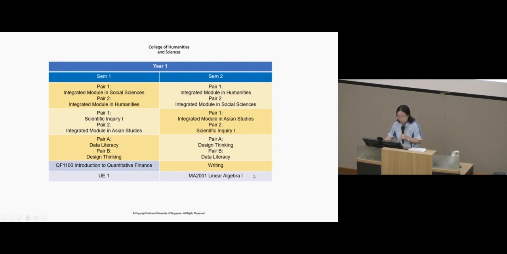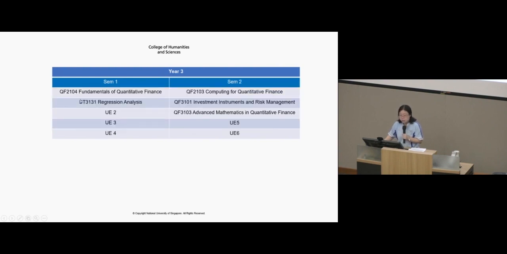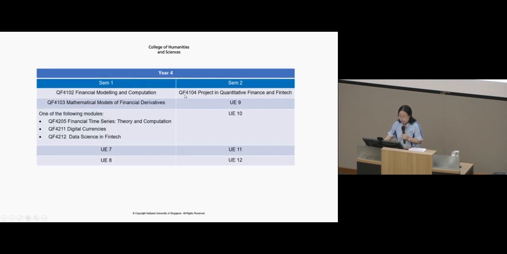First, you finish the 1000 level, and then linear algebra, then calculus. If you are familiar with linear algebra or calculus, you can do it in year one as well. Then in year two, you finish multivariable calculus, numerical analysis, and probability, to build up the foundations. In year three, it is a little bit heavy. You need to finish QF2104, QF2103, regression analysis, advanced mathematics in quantitative finance, and this dangerous module, QF3101. This one is offered in semester two only. Keep this in mind. And in year four, you finish these modules and do a project.